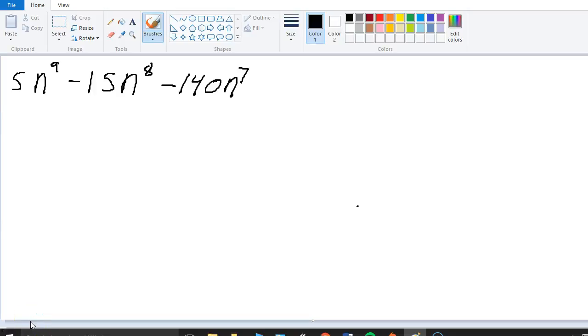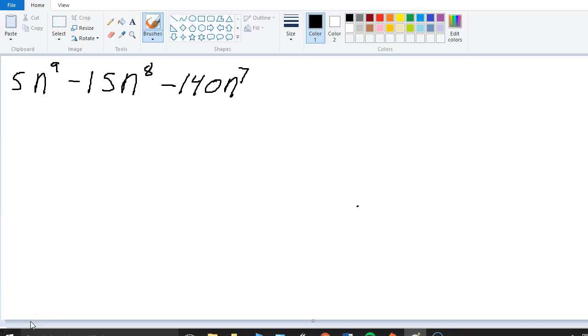In this example, we're going to look at how to factor 5 times n to the power of 9 minus 15 n to the power of 8 minus 140 n to the power of 7. Now this looks like a big old nasty polynomial, and it kind of is, but these things can be tamed quite easily in many cases.